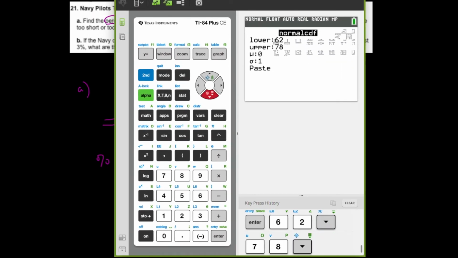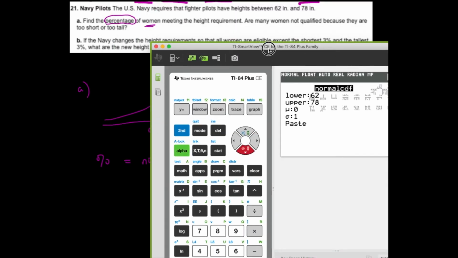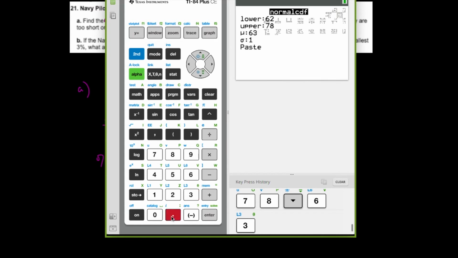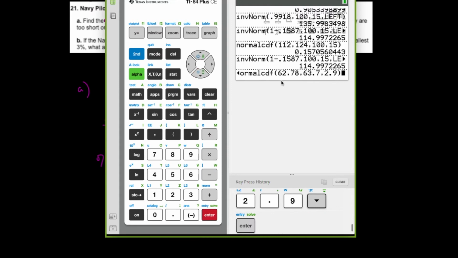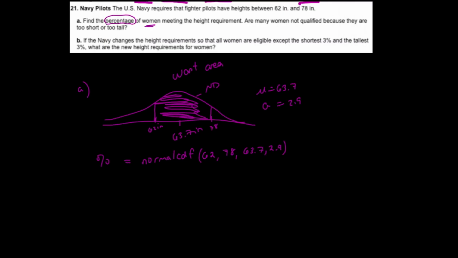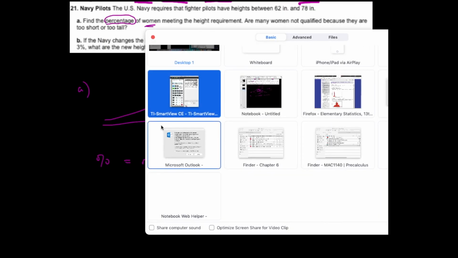Don't forget to input your mean, which is 63.7, and then my standard deviation, which was 2.9. Those of you that don't have this calculator, you have to just input it in the proper order. This is what it would look like, and your commas are found here. Enter. It is 0.7211. I'll go 4 digits to the right of the decimal.